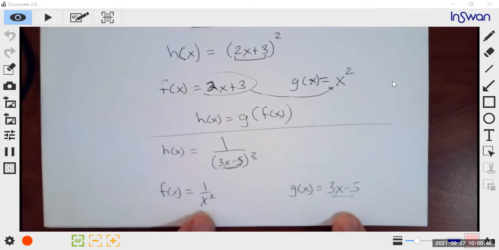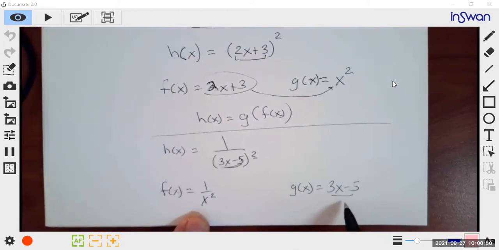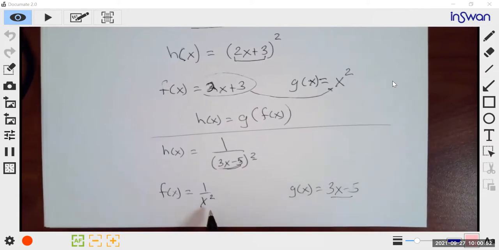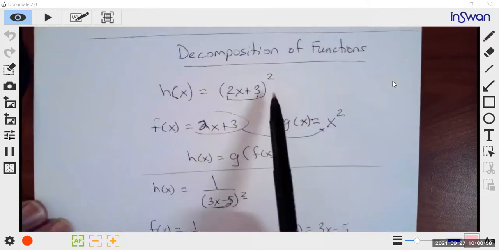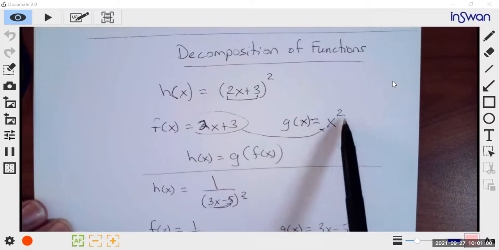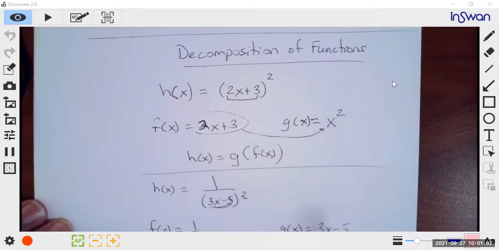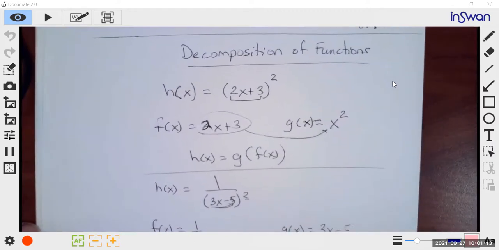Remember, both of these are from our library of functions. This is a linear equation. This is 1 over x squared. Same thing here in this one. Linear, quadratic. Hint, hint. Remember I told you memorize that table of functions? This is where it starts being needed.